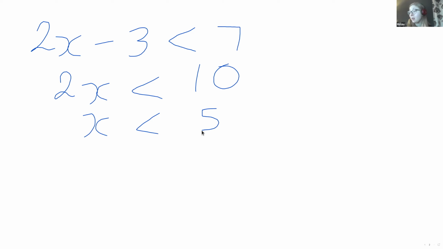The only thing that needs to happen is if you divide by minus 1 or a negative number, you flip the inequality. But in general, linear inequalities are super duper simple. It's the quadratic ones that seem to throw people.